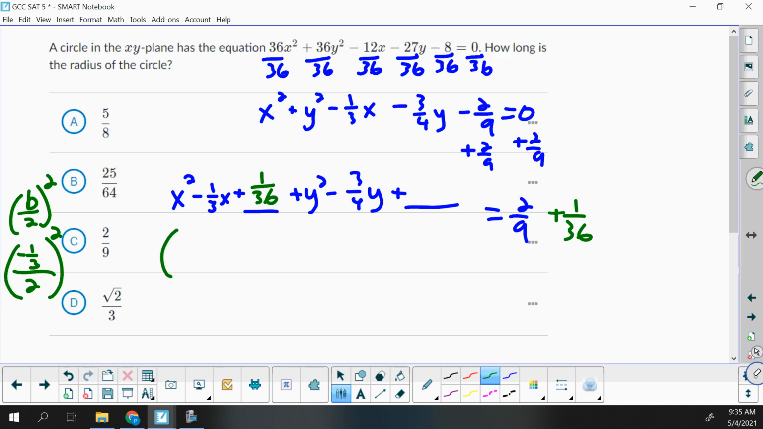And we'll do the same thing for the y. We'll do the negative 3/4 over 2, all squared. And the reason that's the b value is a is we consider in front of the squared term, b is in front of the raised to the first term, and then c would be our constant. So when we divide that by 2, we should get negative 3/8, and when we square it, we'll get 9/64.